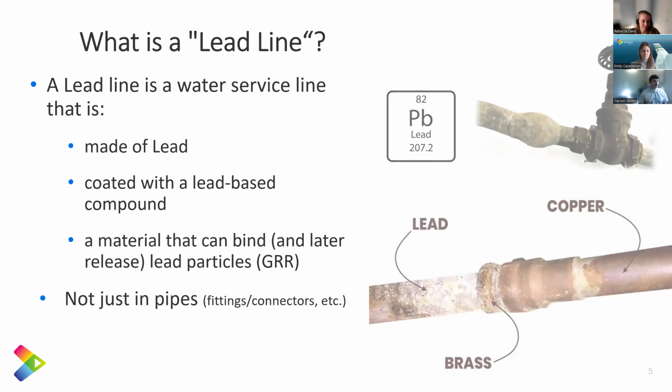You see GRR right there, that's galvanized requires replacement. Galvanized is one of the most common materials that can bind and then later release lead. So galvanized steel is what you think about when that comes to mind. So if you see GRR, that's what that means in this context. It's also not just pipes, it's the fittings, it's the connectors, it can even be the soldering that was used to kind of make this whole system fuse together. So pretty much anything that had lead while it's in the water system is something that we need to target here and what we're going to be talking about today.